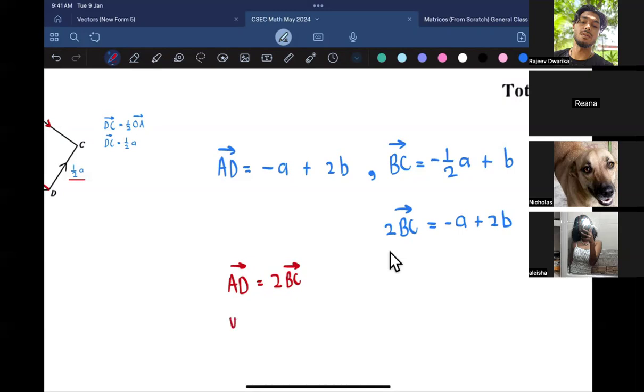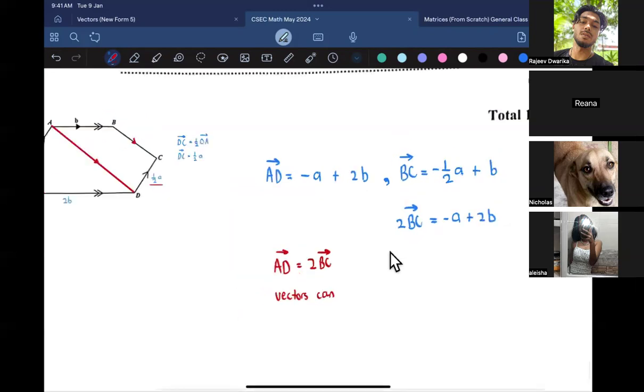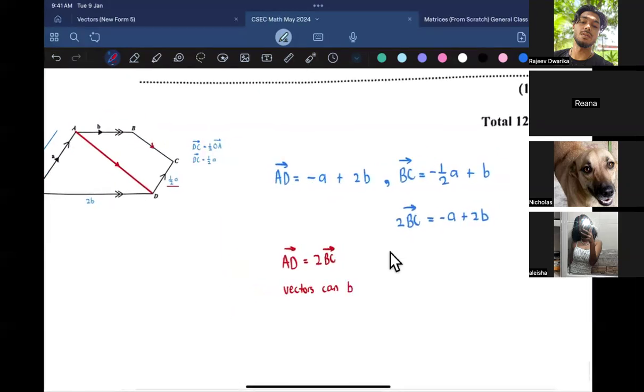Right? So vectors can be written as scalar multiples. So they are parallel.